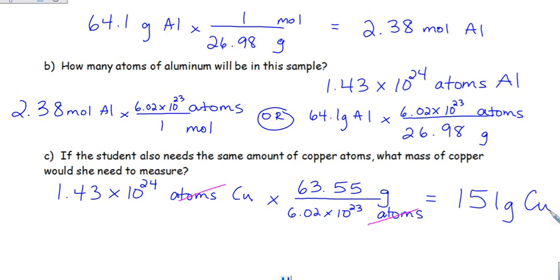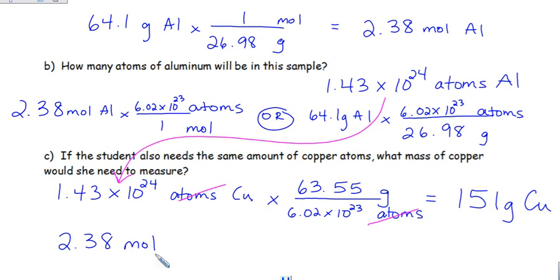Now there is one more option. So you could either start with this. Here's my atoms of aluminum. I want the same amount of copper atoms. Or a shortcut. You could just start with the 2.38 moles.